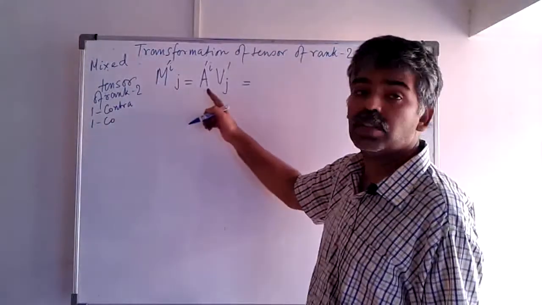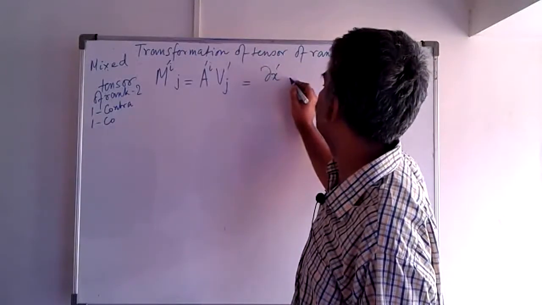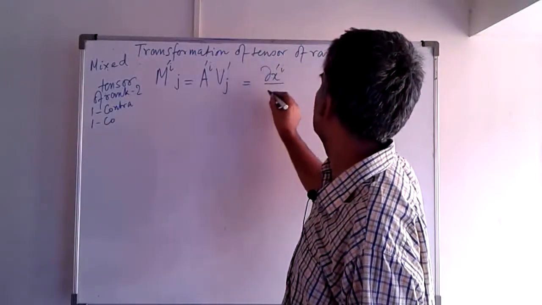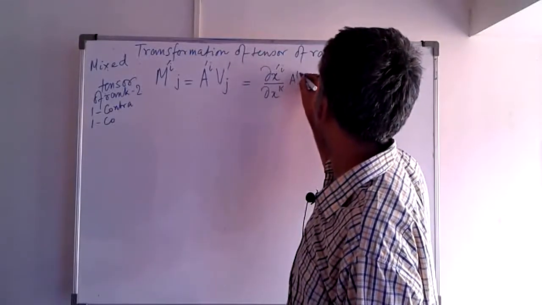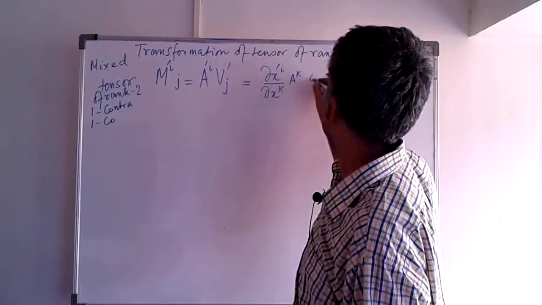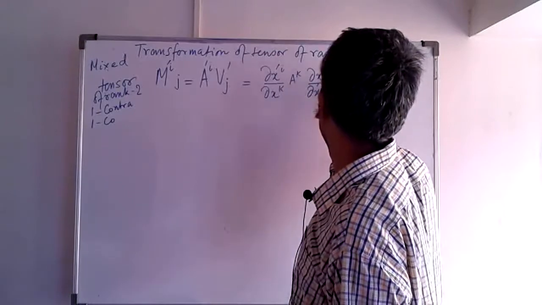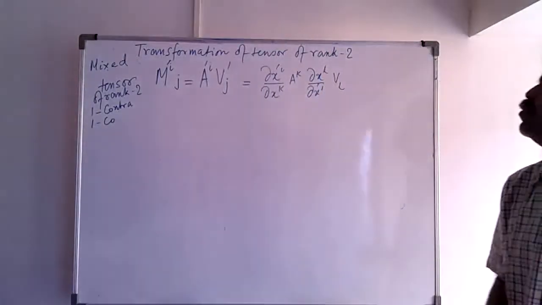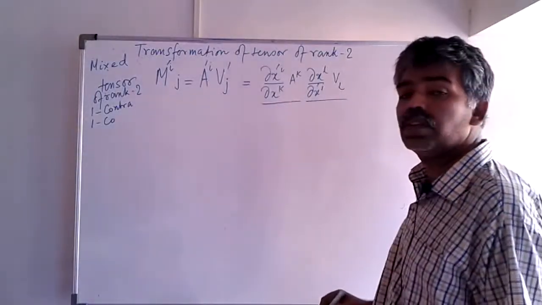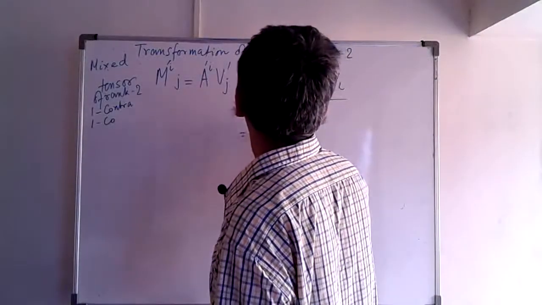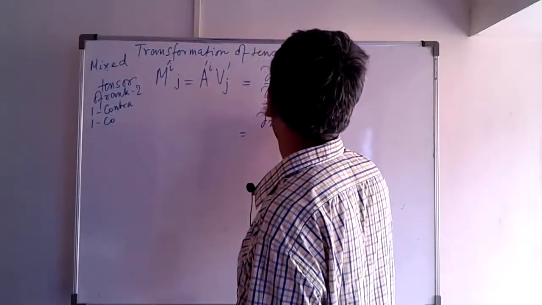So what's the transformation for this? Del x prime i / del x k, A k, then del x l / del x prime j, V l. Okay, this is the transformation for the contra, this is the transformation for the co. Now take these to the front, you can easily bring them, these are numbers, that's the greatest advantage.